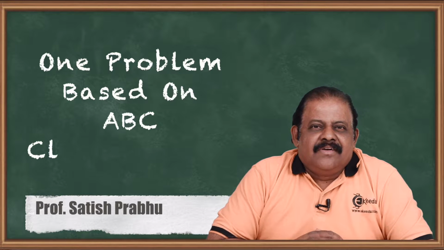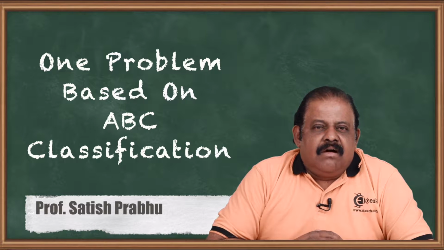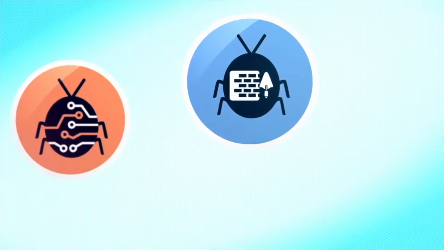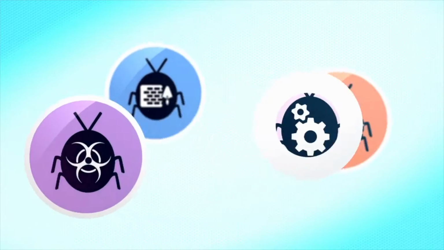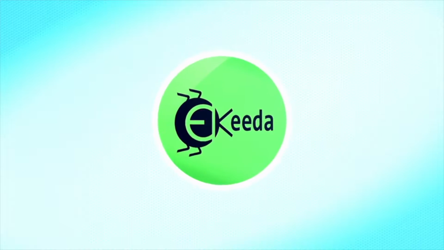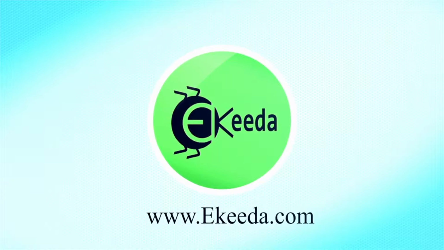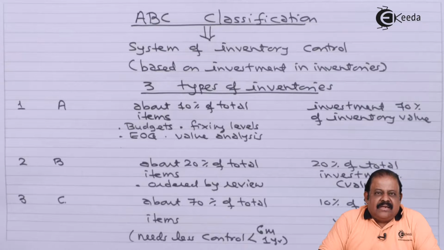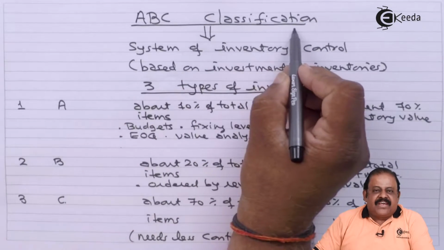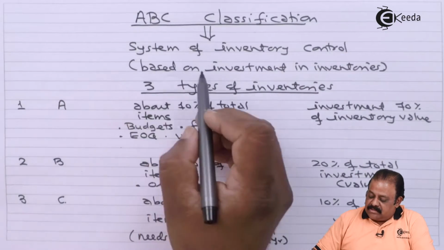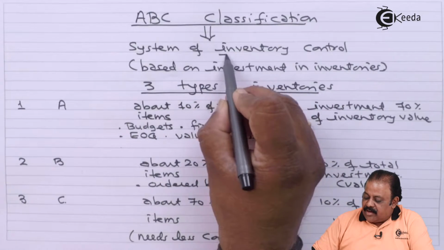Hello friends, today we'll learn what is ABC analysis for inventory control. Let us understand the concept of ABC analysis. ABC classification or ABC analysis is a system of inventory control.